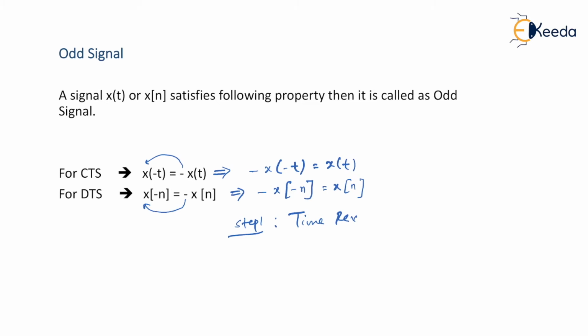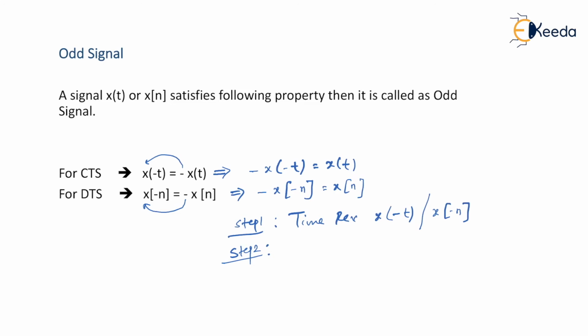Is that right? If I'm talking about a continuous time signal, I'll get x of minus t. And if I'm talking about a discrete time signal, I'll get x of minus n. Is that right? So the first step I have done is time reversal. Step number 2.